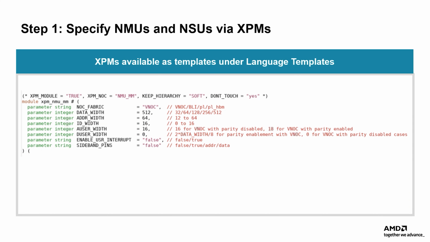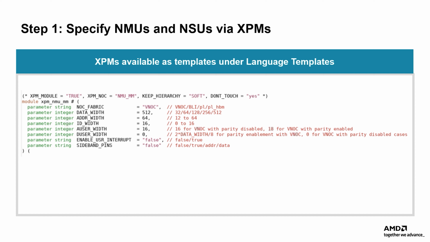Step 1 is specifying the endpoints, that is, the NMUs and NSUs, using Xilinx parameterized macros. XPMs are simple, lightweight, and inline customizable solutions for common HDL flow use cases. They can also be considered as simple parameterizable IP. They are available as templates under the Language Templates section in the Vivado IDE. Users can enter and exit the NoC using these XPMs.